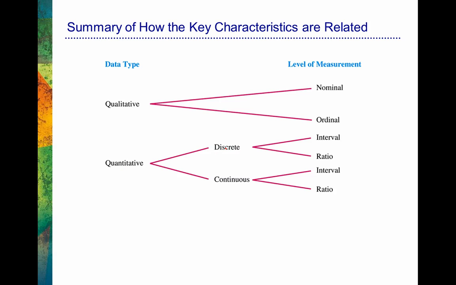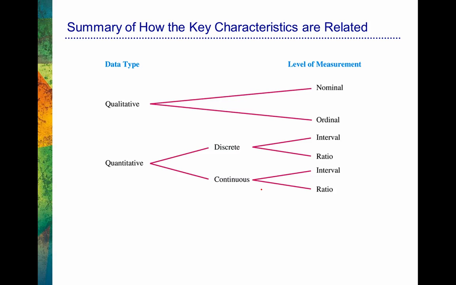Quantitative data can be broken down into discrete or continuous. Discrete data is typically measured on one of these two scales, interval or ratio, as well as continuous data being measured typically on one of these two scales, interval or ratio. So this is how the data kind of fits together in terms of all the different ways we've talked about labeling our data with different attributes.